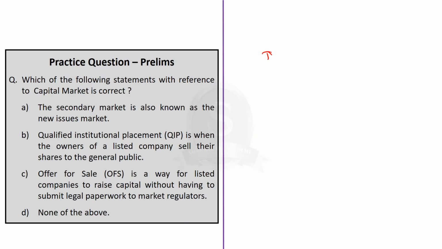First we saw what is a market, then we saw what is the difference between primary and secondary market. There we saw that primary market is the new issuers market and secondary market is the stock exchange. Then we saw what is IPO and FPO.